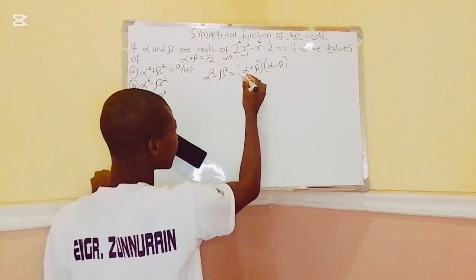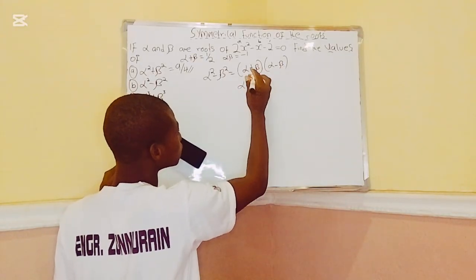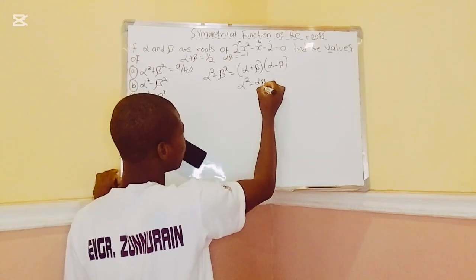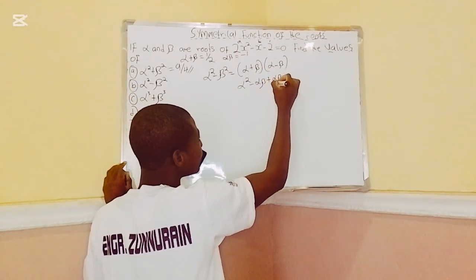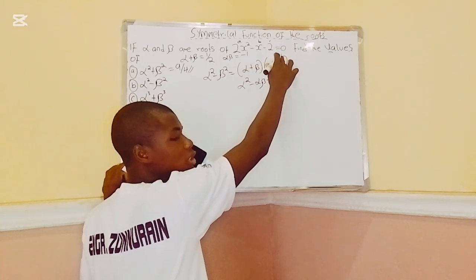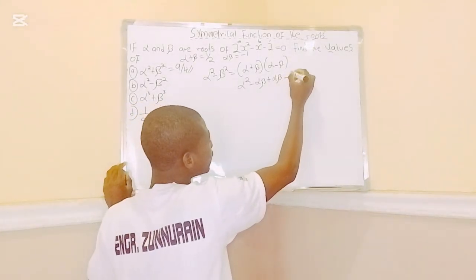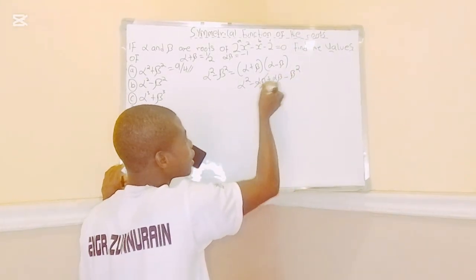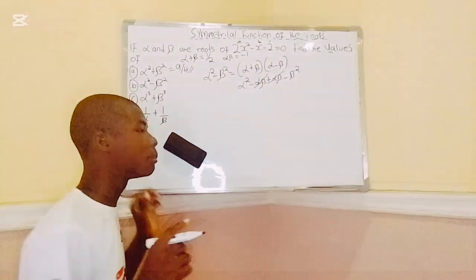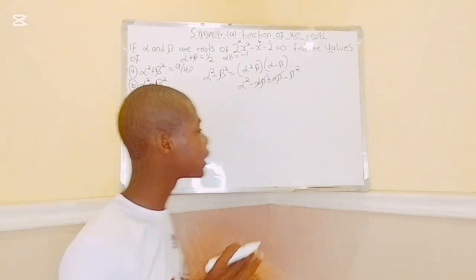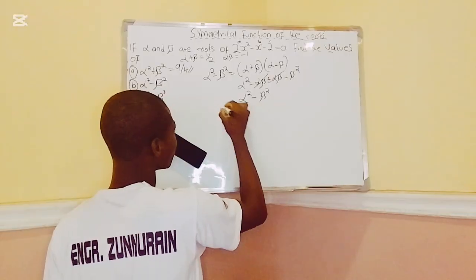So if I multiply alpha by alpha, I will get alpha squared. Alpha by beta, I will get minus alpha beta. Beta multiplied by alpha, it will become positive alpha beta. And positive beta multiplied by negative beta will become negative beta squared. Therefore, minus alpha beta plus alpha beta becomes 0. So at the end, I have alpha squared minus beta squared. You see, it automatically turned to this.